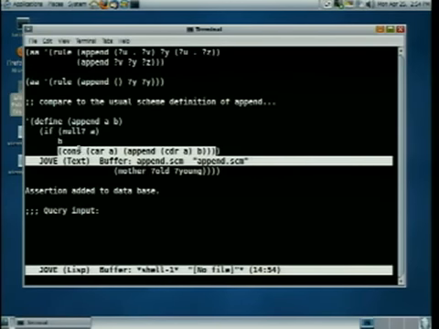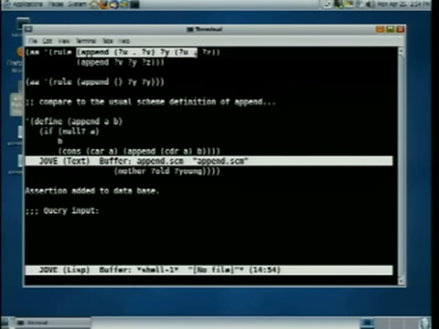So the result of append where the first argument is not empty is a pair, because cons makes a pair. The car of this output pair is the car of the first argument. The cdr of the output pair is the result of doing this append. Okay? So now let's look at the conclusion of this rule.